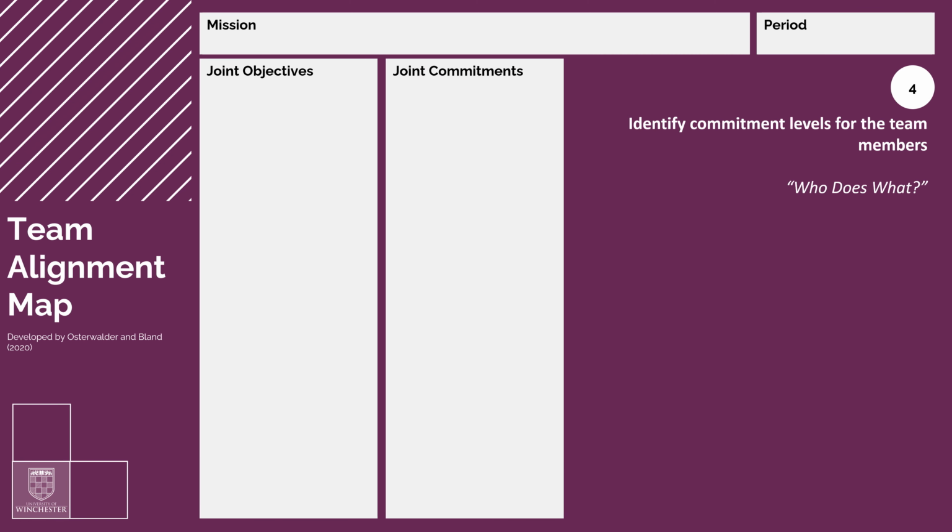Step 4 is identifying the commitment levels of the team. This doesn't mean external commitments or anything outside the business, it's more looking at who does what within the team. You can write down the name and then bullet point each job underneath to help you identify who does what. And that's the question you need to ask within the team here.